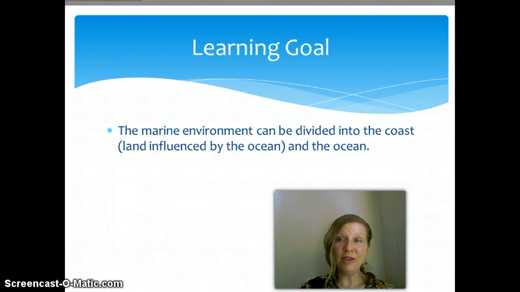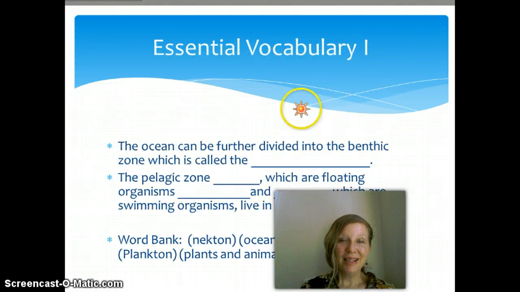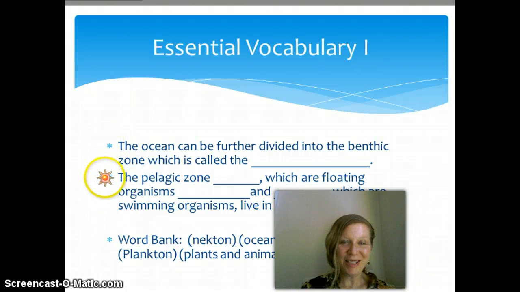In addition, one of our main learning goals is to continue to examine the marine environments and how they're divided into the coast, which is land influenced by the ocean, and the oceans. Now, these sentences I'd like you to do are a show me, tell me. You're going to share tomorrow or later in the week. You're going to take these sentences and the word bank of nekton, ocean bottom, open ocean, plankton, plants, and animals, and complete the sentences, and afterwards draw an illustration. That's where the labeling comes in.